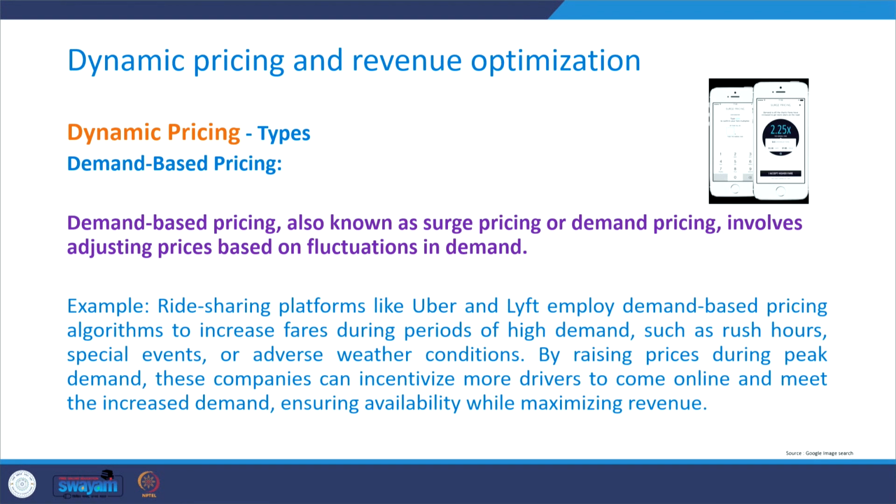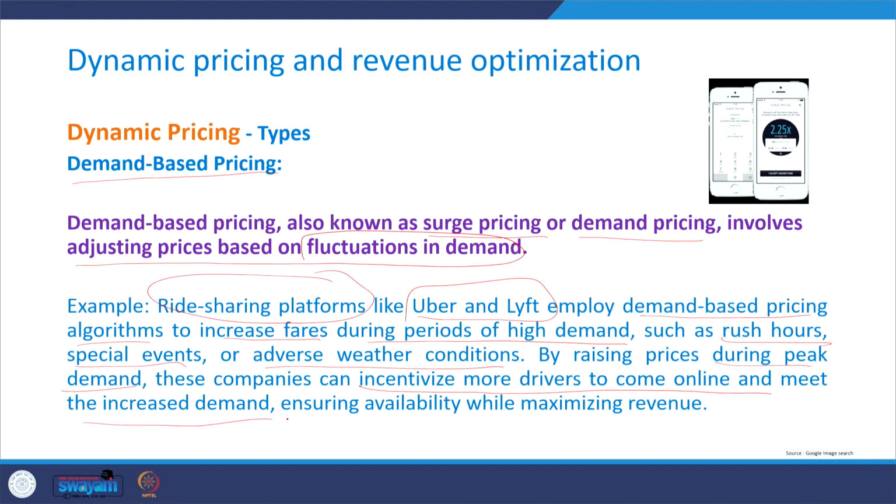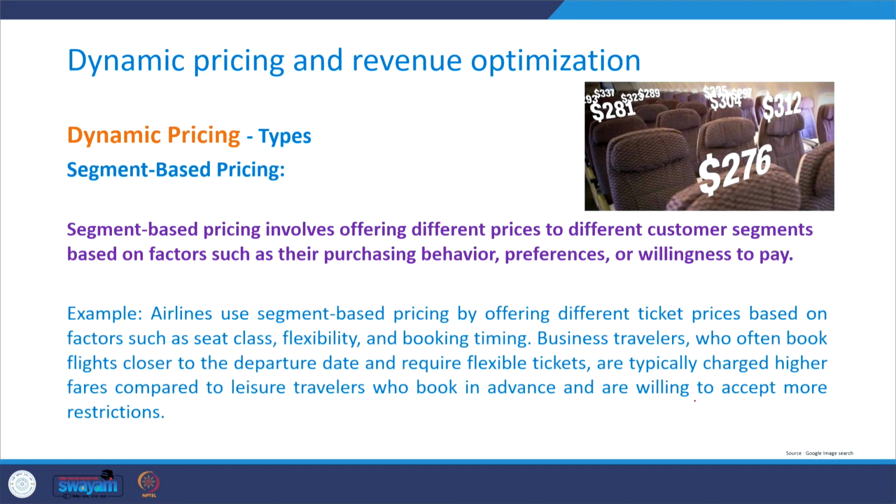Second type of dynamic pricing is demand-based pricing. Demand-based pricing, also known as surge pricing or demand pricing, involves adjusting prices based on fluctuations in demand. For example, ride-sharing platforms like Uber and Lyft. These platforms employ demand-based pricing algorithms to increase fares during periods of high demand, such as rush hours, special events, or even adverse weather conditions. By raising prices during peak demand, these companies can incentivize more drivers to come online and meet the increased demand, ensuring availability while maximizing revenue.